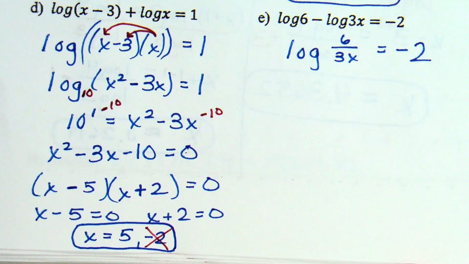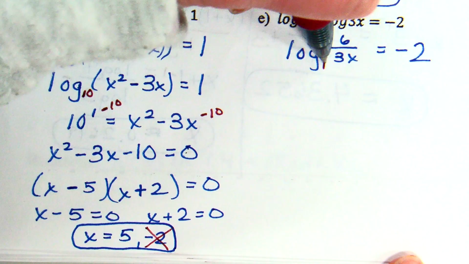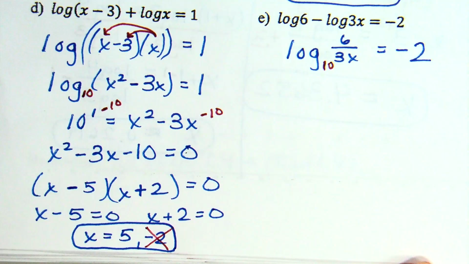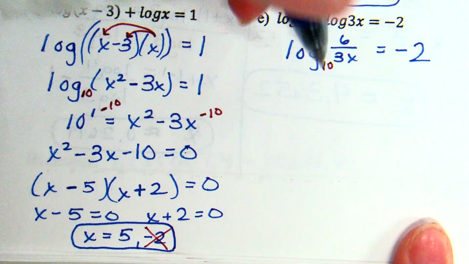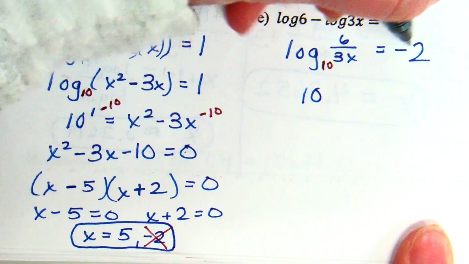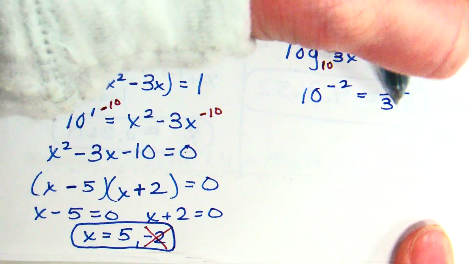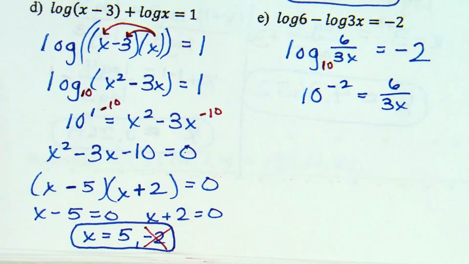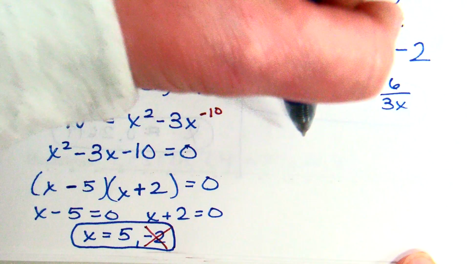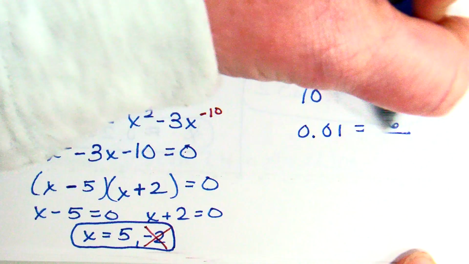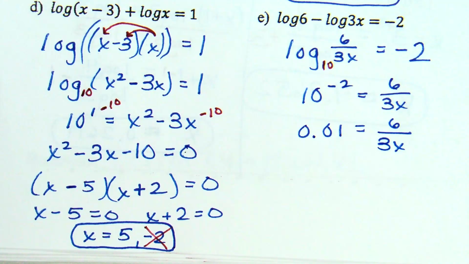Now I've got 1 log equal to a number, so what am I going to do? Left, right, middle. The base is 10, so 10 to the negative 2 equals 6 over 3x. What do you know about 10 to the negative 2? Calculator says 0.01. It's 1 over 100. You can go fraction or decimal, it doesn't matter. I'll go the decimal route.